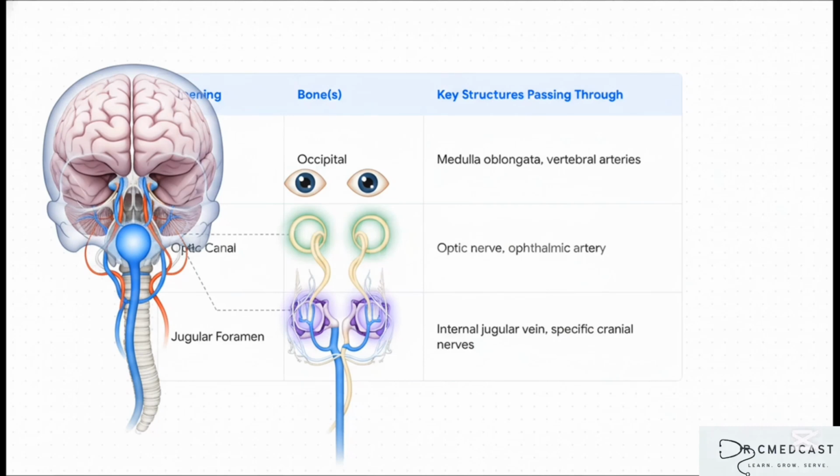The foramen magnum is the grand entrance, where the spinal cord meets the brain. The optic canal is like the window to the world, letting the optic nerve carry all that visual information. And the jugular foramen is a busy thoroughfare for major blood vessels and nerves. Without these passages, the brain would be a prisoner in its own fortress.